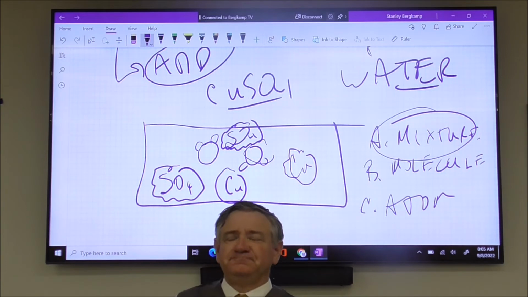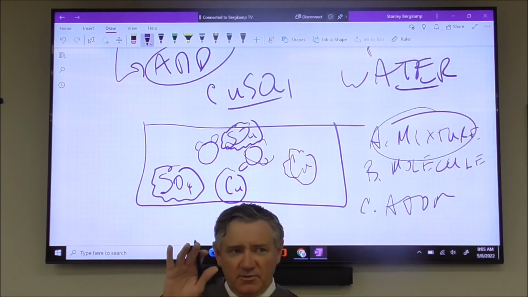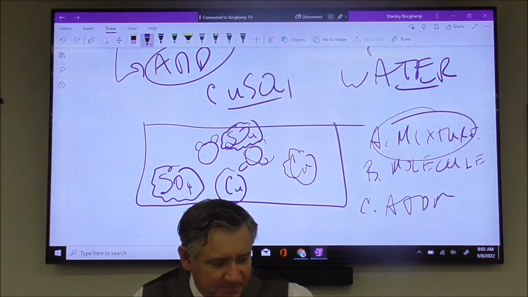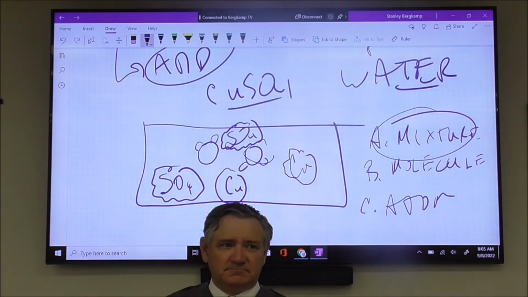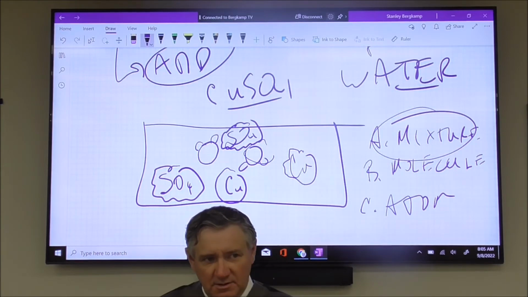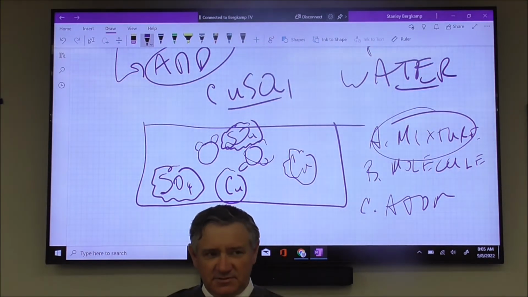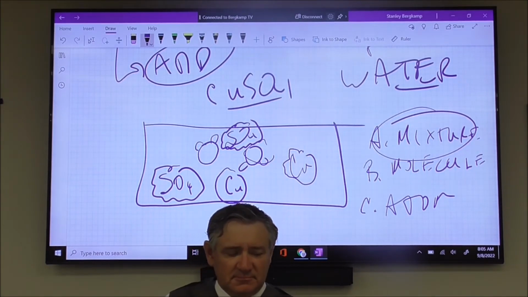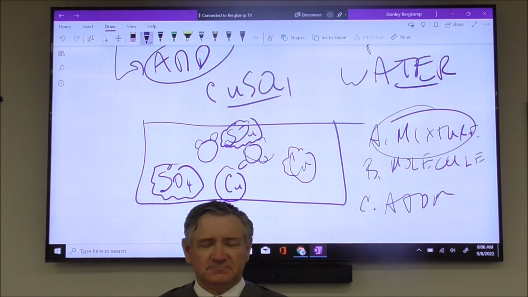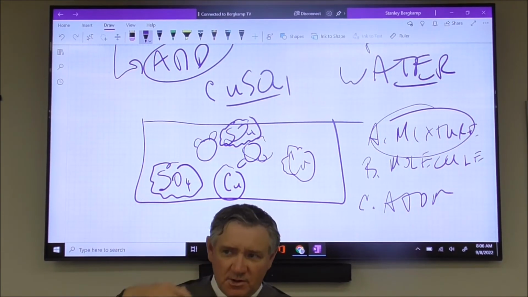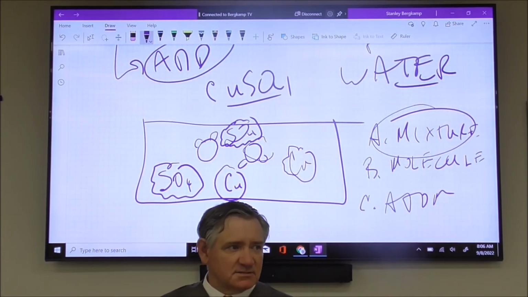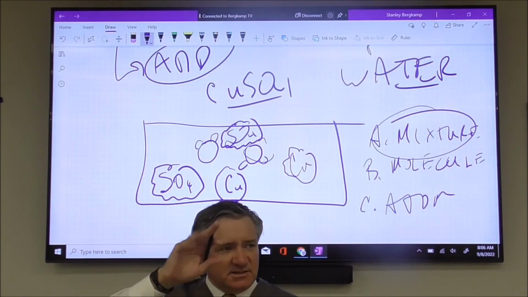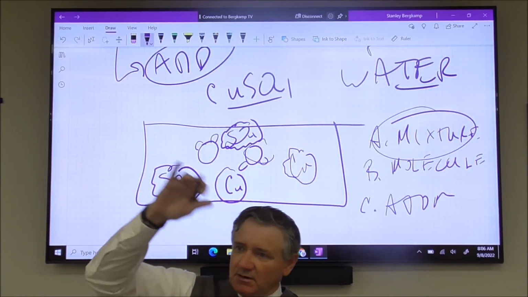Okay, so here's the deal. Heterogeneous would be like if I take my pen and dump it in there, because then I'd have a solid with a solution. Homogeneous. Air is a homogeneous mixture because everything's a gas. Our atmosphere is a homogeneous mixture. Heterogeneous is when you have solids and liquids or solids and gases.